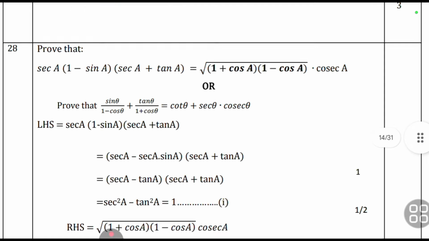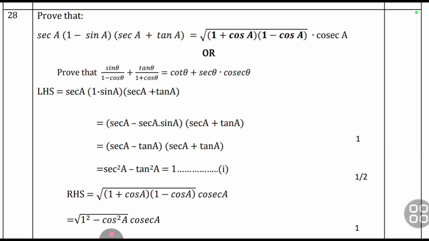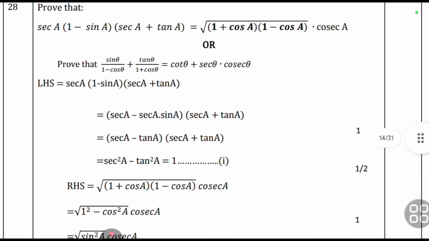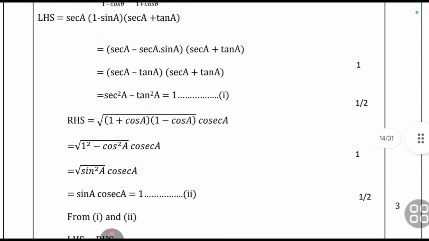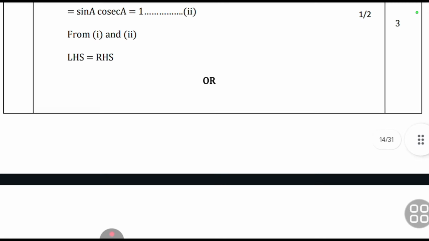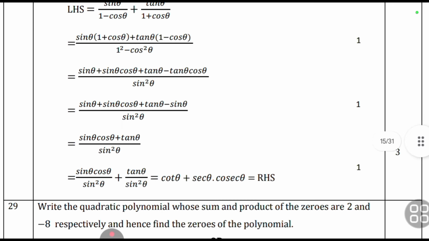Coming to the 28th question: prove that, this is from the trigonometry lesson, sec A into (1 minus sin A) into (sec A plus tan A) is equal to under root (1 plus cos A) into (1 minus cos A) into cosec A. So this is the answer for that. And here is the OR option also. Prove that sin theta by (1 minus cos theta) plus tan theta divided by (1 plus cos theta) is equal to cot theta plus sec theta into cosec theta. Here are the two questions. The first answer will begin from here. LHS is equal to sec A. You will understand it, and the OR option answer will start from here.